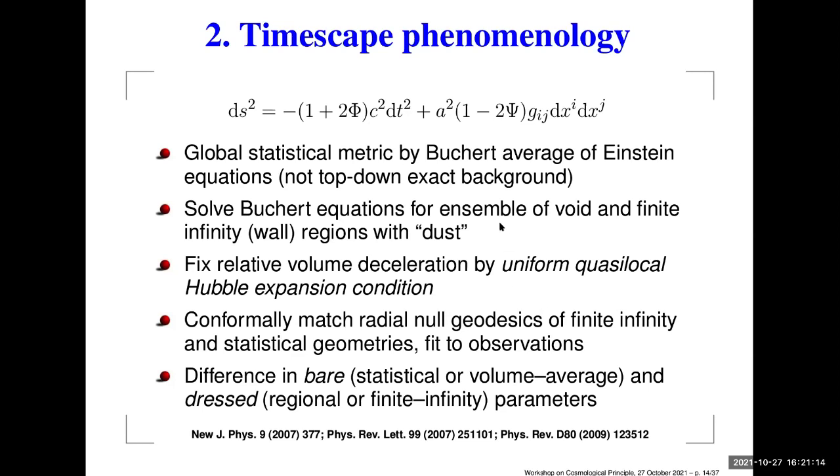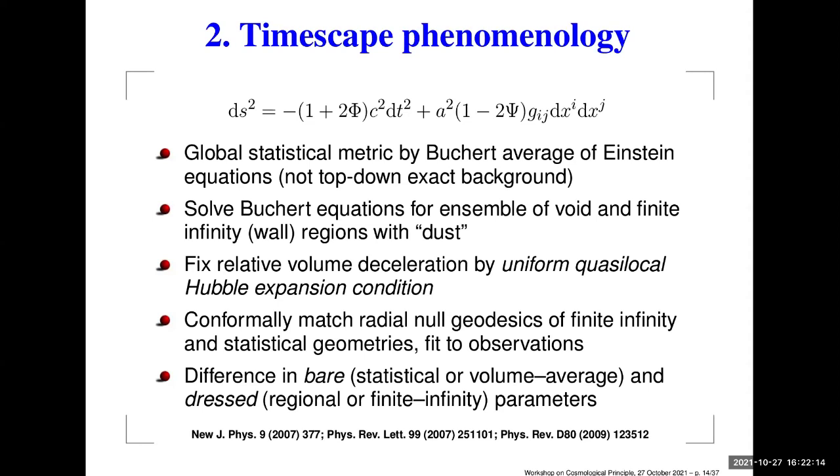So the claim is that it should be to some extent a gauge condition. But we're dealing with quasi-local quantities. So what I do is I define a uniform quasi-local Hubble expansion condition. In other words, there are various justifications for this, that you can always find a uniform expansion even below the scale of statistical homogeneity by a relative calibration of rulers and clocks. And this is just generalizing natural principles of general relativity, rather than starting from a top-down approach and imposing things from the beginning.